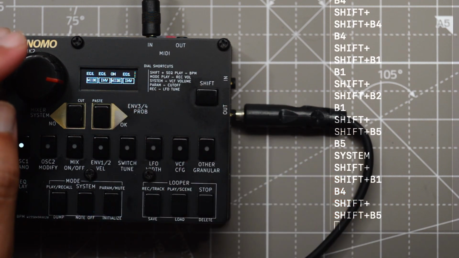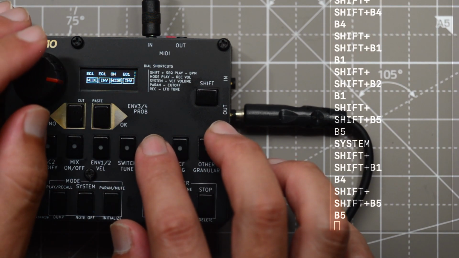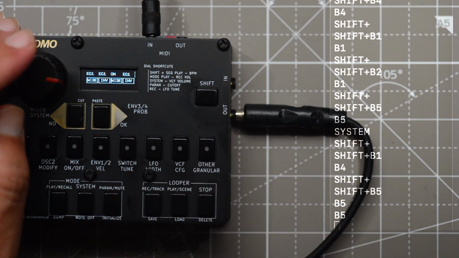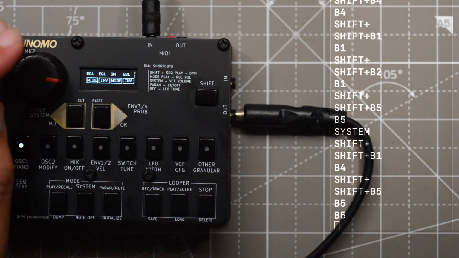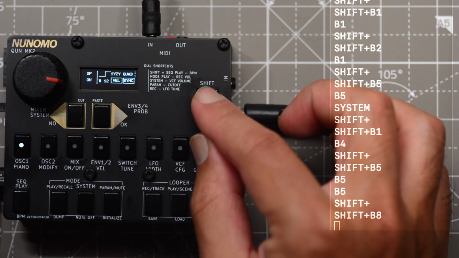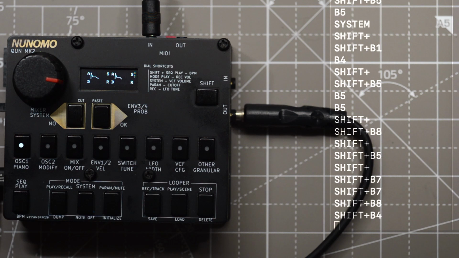So right now, I changed the envelope generator of oscillator 2, and the 4 is on. So that means oscillator 2 and 4 are always on. Some effect.